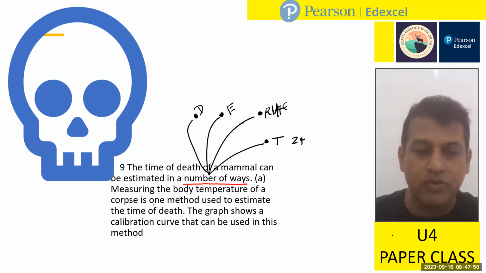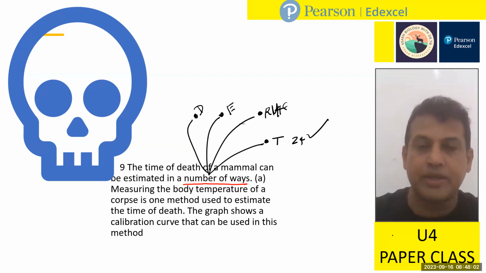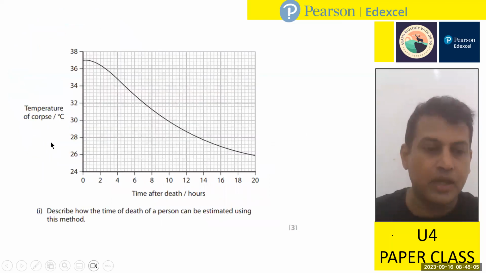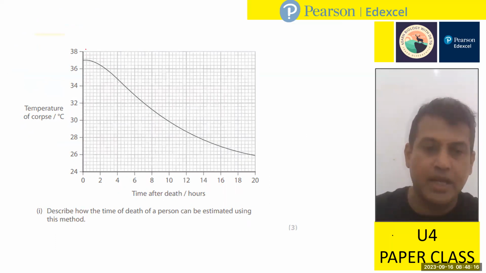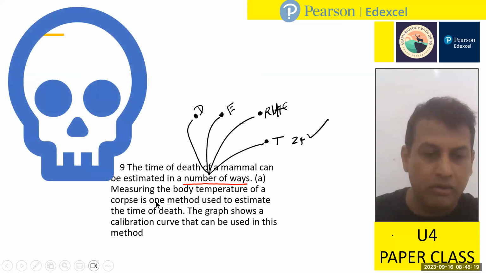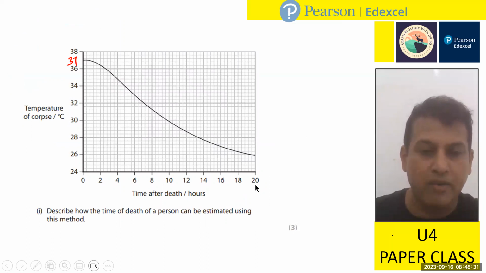Measuring the body temperature of a corpse is one method used to estimate the time of death. Okay, that's the first method. The graph shows the calibration curve that can be used in this method. Temperature of the corpse is close to 37, the human body temperature, and that's a mammal here. Time of death is a maximum of 20 hours.